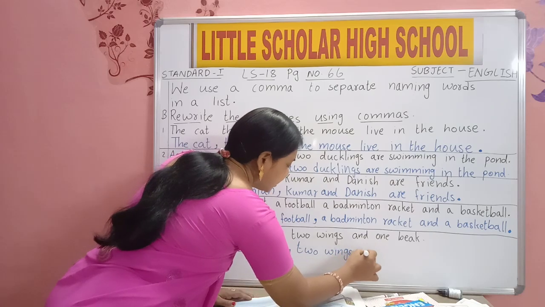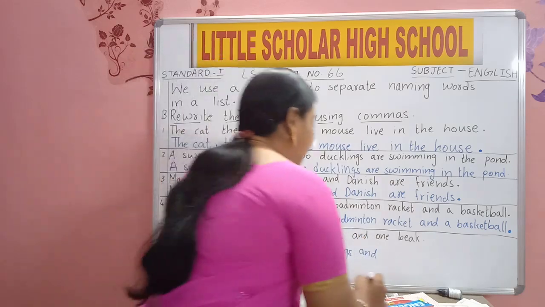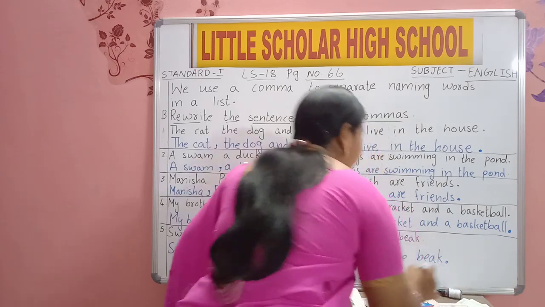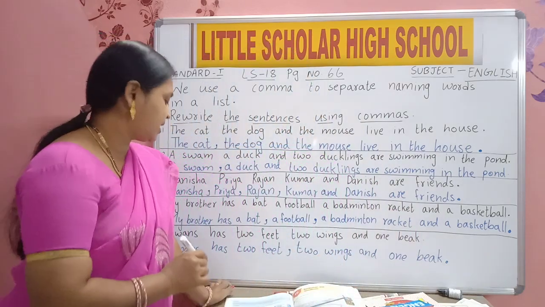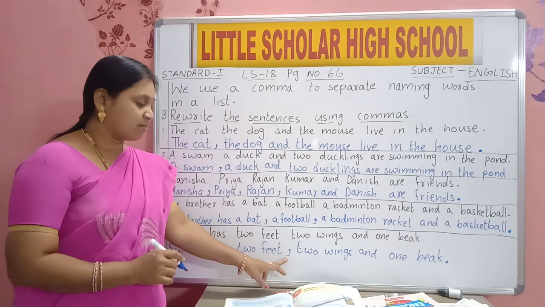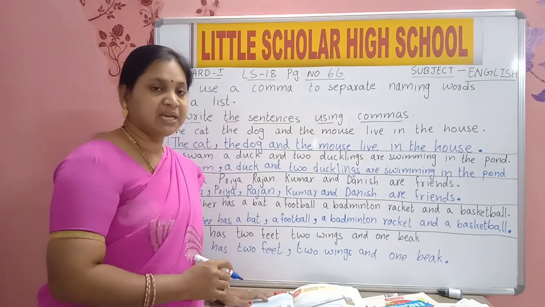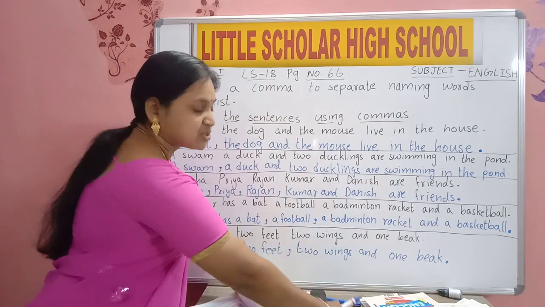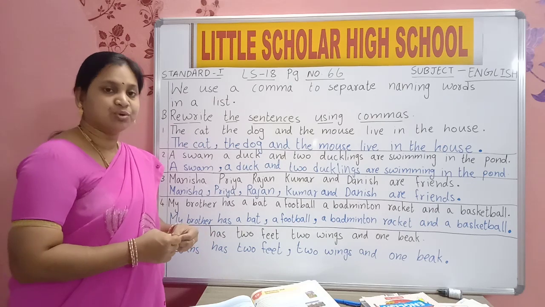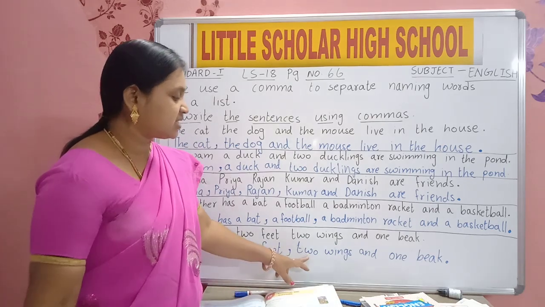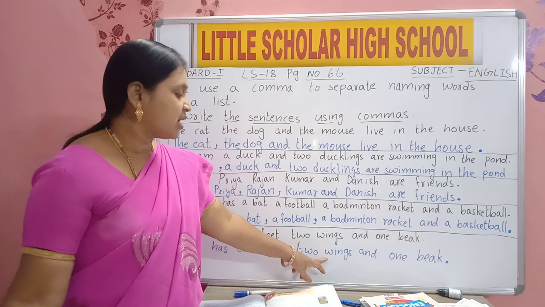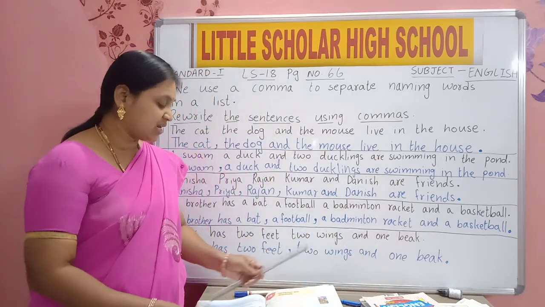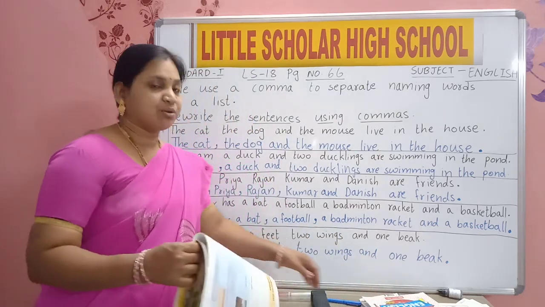Wings, and, one beak. Yes, swans has two feet, two wings, and one beak. Swans has two feet, two wings, and one beak. Five I wrote on the board.